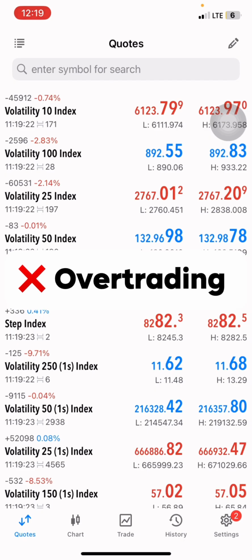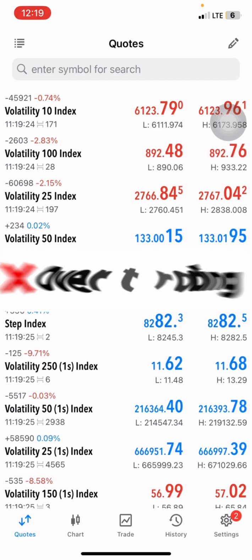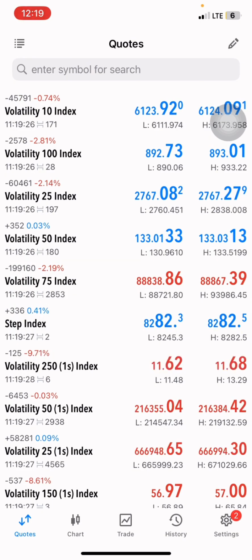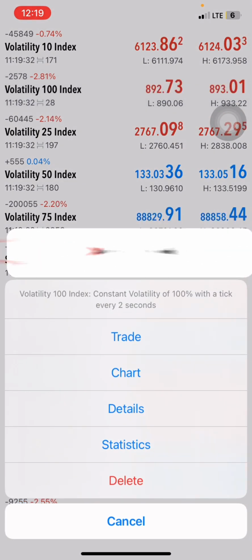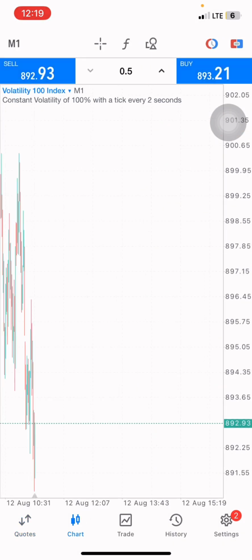You want to always trade, so you need to be able to control yourself too. You can make a mistake with your lot size, because each of these pairs has a different lowest lot size. For volatility 100, you can see right here, it is 0.5.